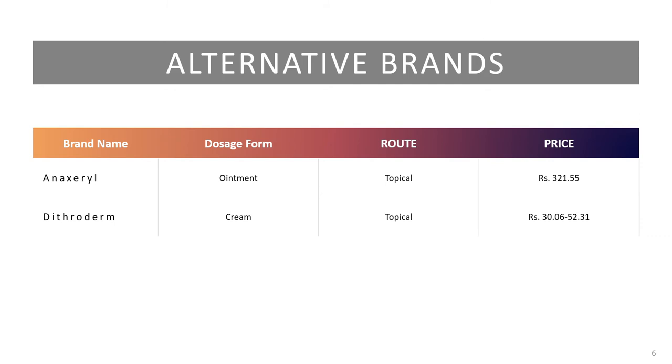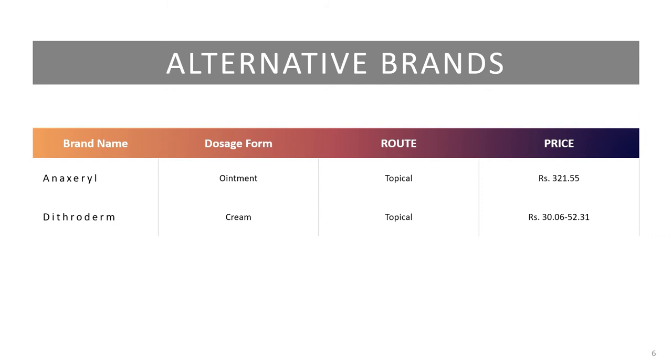Diathroderm is usually available in 0.5% weight by weight, 0.1% weight by weight, and 0.25% weight by weight, and only Diathroderm is available in the Diathranol form. However, Anazerile is actually a mixture with salicylic acid, diathranol, resorcinol, and ecothamol, which is an ointment applied topically. That is why it has a little higher price than Diathroderm.